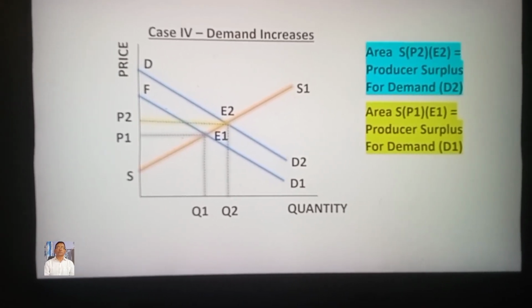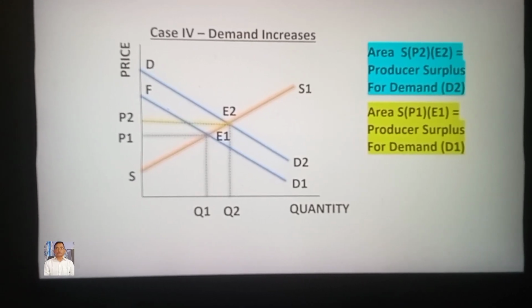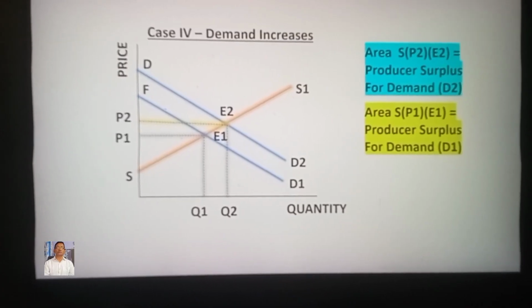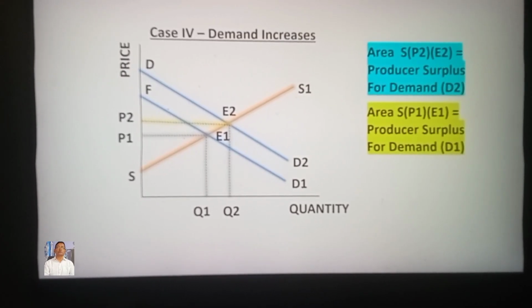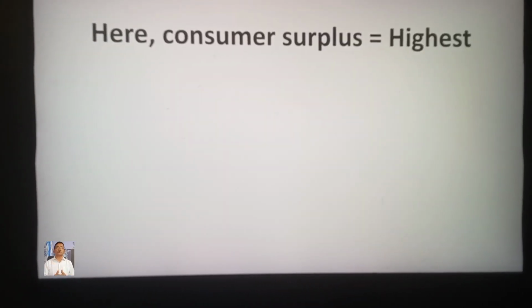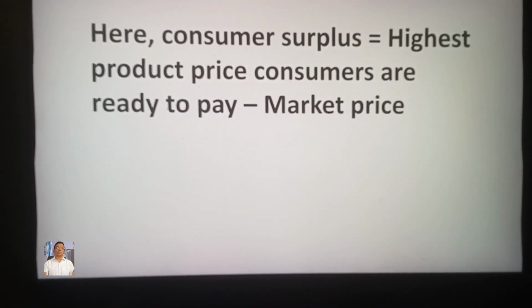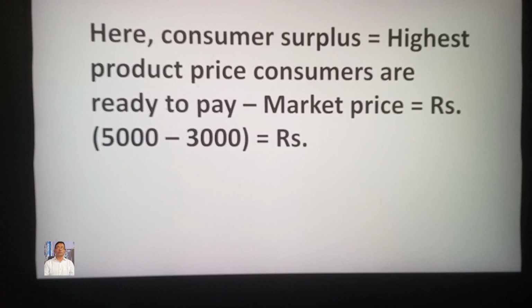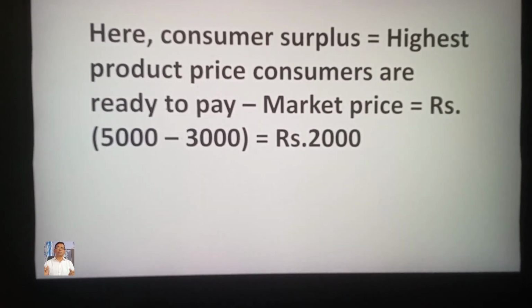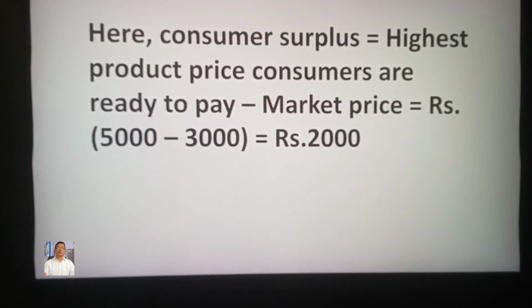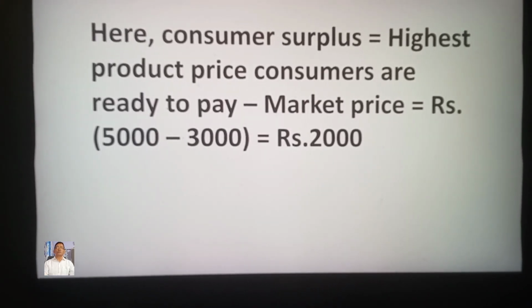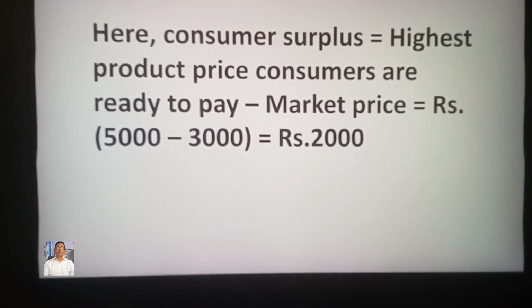A. Suppose we are buying an airplane ticket for rupees 3,000 that we are ready to buy for rupees 5,000. Here, consumer surplus is equal to the highest price consumers are ready to pay minus the market price, which is equal to rupees 5,000 minus 3,000, equal to rupees 2,000.